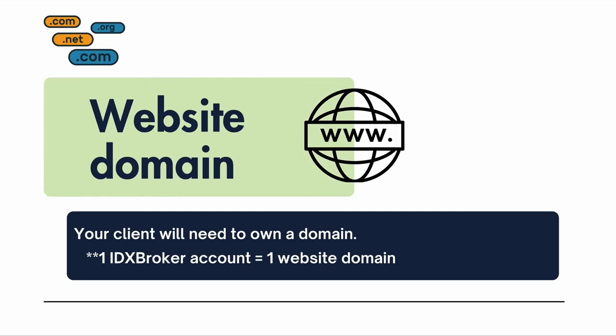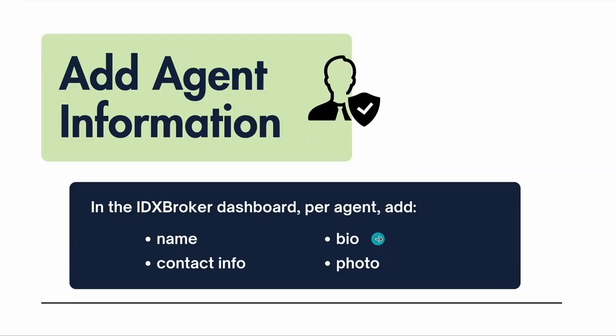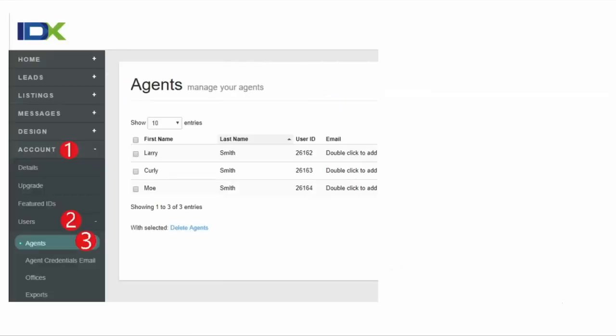The second thing you need for this setup is to own a website domain. You need to buy a website domain, or if you already have that, that's great, but you need to be the owner of this domain. One IDXBroker account is for one website domain. And like I said, you need to add the agent information. This is something that you need to do manually. It's not super long. It's basically just adding the name, the email, and phone number. The bio is optional to add, just a bit of information about the agent, and a photo of the agent.